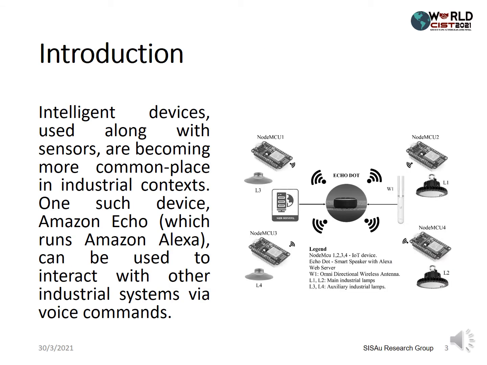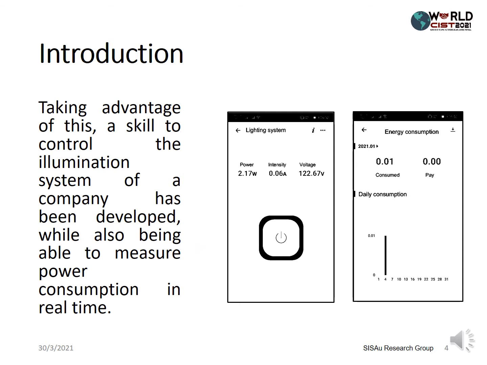First, Introduction. Intelligent devices used along with sensors are becoming more commonplace in industrial contexts. One such device, Amazon Echo, which runs Amazon Alexa, can be used to interact with other industrial systems via voice commands. Taking advantage of this, a skill to control the illumination system of a company has been developed while also being able to measure power consumption in real time.